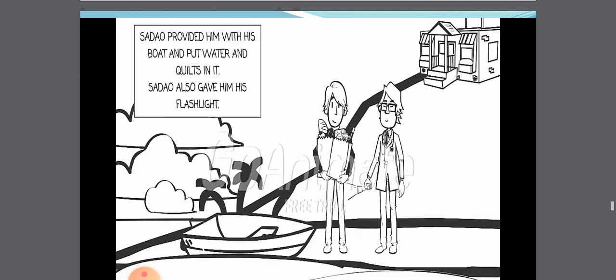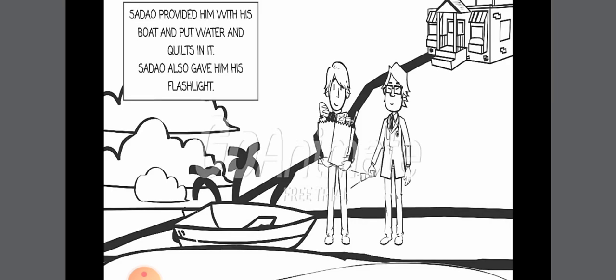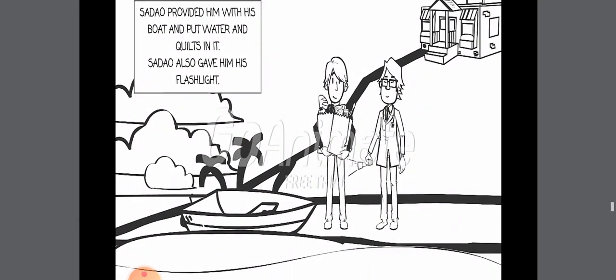Now we'll see that Sadao provided him with his boat and put water and quilts in it. Sadao also gave him his flashlight. All these gadgets he had given, these essentials like water, quilts, and a flashlight, so that he could give the signal from the island whether he was safe or not.